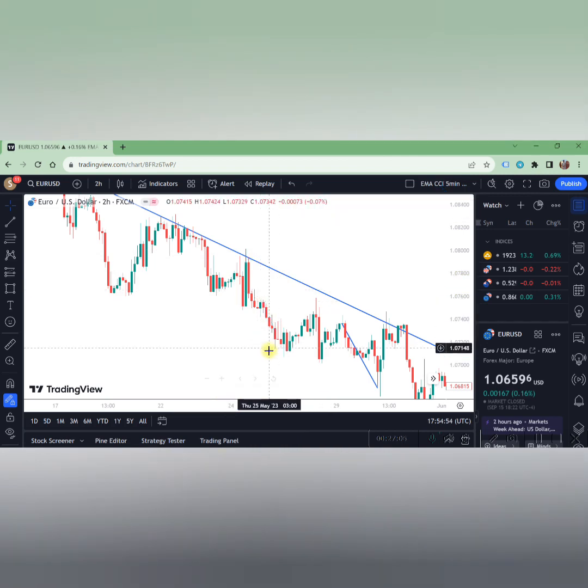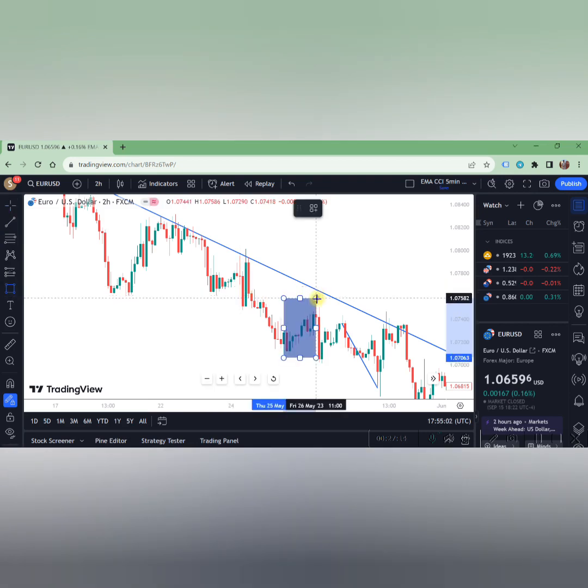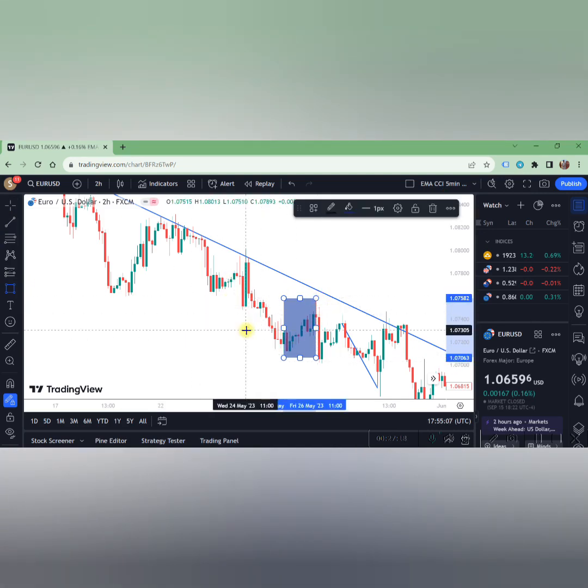Now, you see this place. You see all of this area. All of this area is a supply zone. These are all supply zones that force the price to come down. Now, because I cannot use the entire zone, it's just too large.